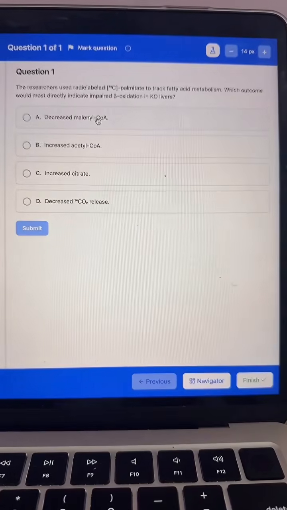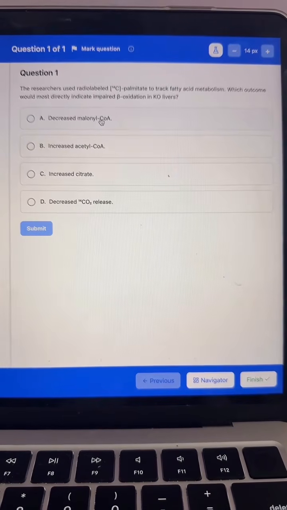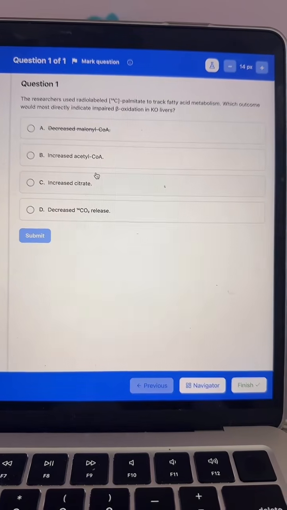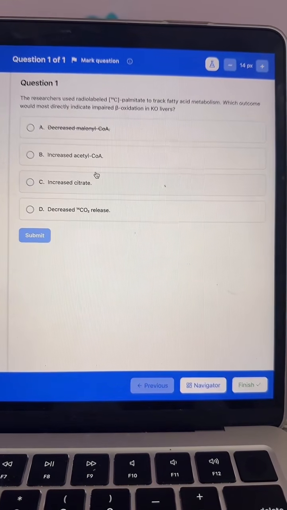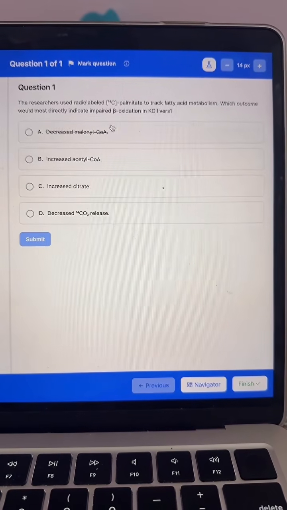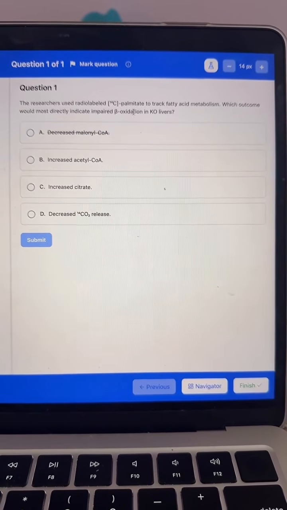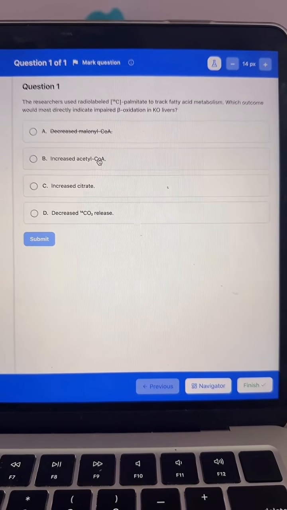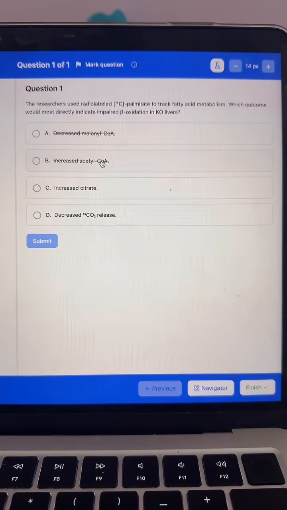Now going through our answer choices, choice A says decrease malonyl-CoA, made in the rate-limiting step of fatty acid synthesis. This answer choice is wrong because it's irrelevant. Choice B says increase acetyl-CoA, and this is going to be incorrect because, as we said before, if we impair a metabolic pathway, we will decrease the amount of products it makes, which in this case is acetyl-CoA. So this is the opposite of what we would expect.